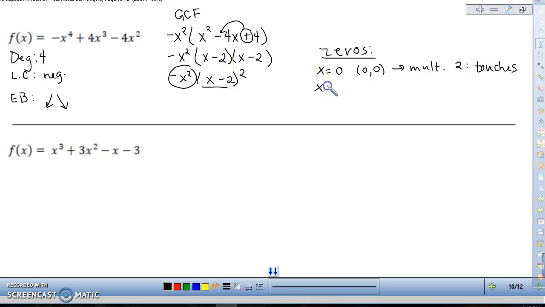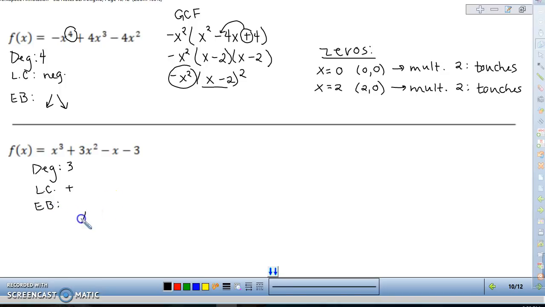My second 0 is at positive 2, but notice that it has a multiplicity of 2 as well. So I am touching at both of these intercepts. This is a 4th degree polynomial, which means we should have 4 solutions, and in this case, each of my solutions counts for 2. One more example here. The degree of this last one is 3. The lead coefficient is positive, so my end behavior is going to be down on the left, up on the right.